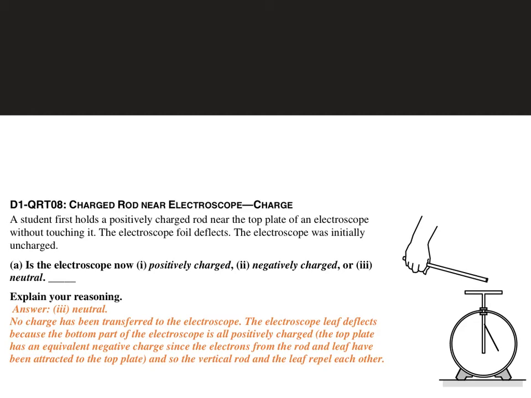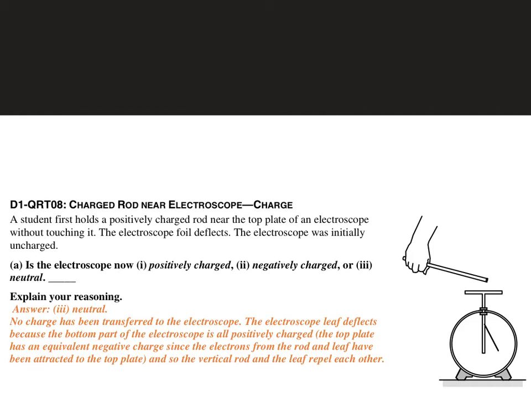Is the electroscope now positive, negative, or neutral? Well, it's still neutral for a number of reasons. That's what it says on the screen. Charge distributions don't change net charge. That's the concept you're driving home. The total charge on the electroscope didn't change just because everything moved around.